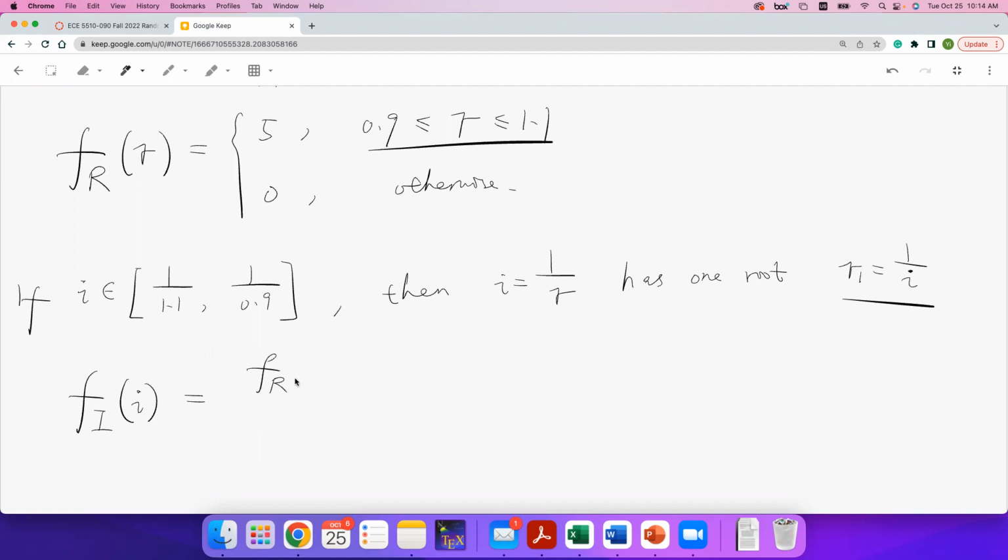So it's f_R at this root over the derivative of the transformation at this root. So we write down the original formula first. Now let's look at how to calculate each term. Okay, so the numerator is plugging in f_R, but r1 is 1 over i, so I plug it in.